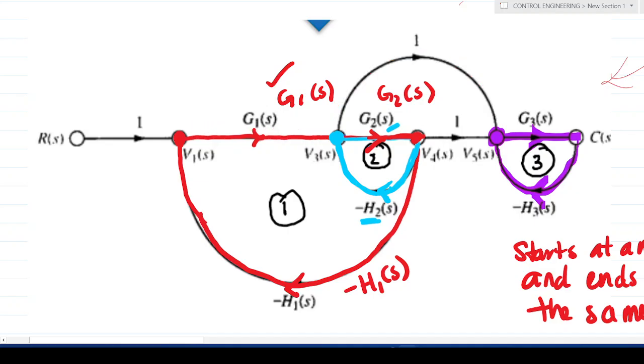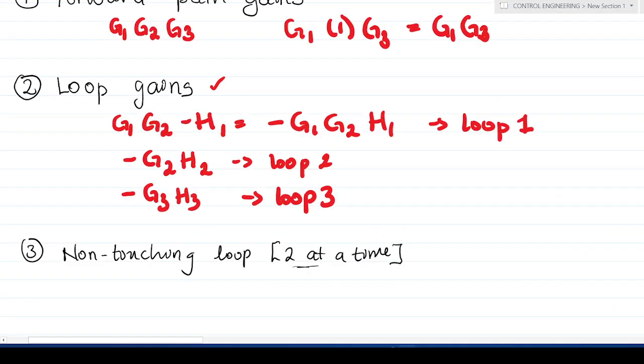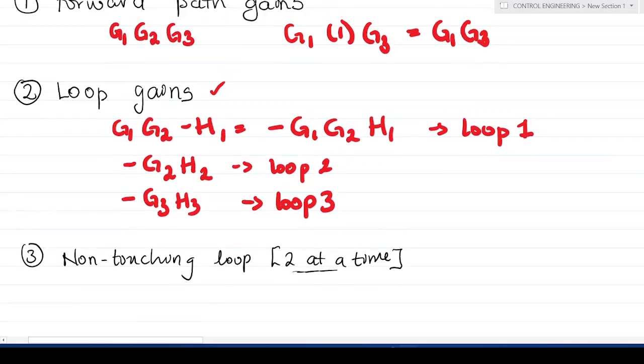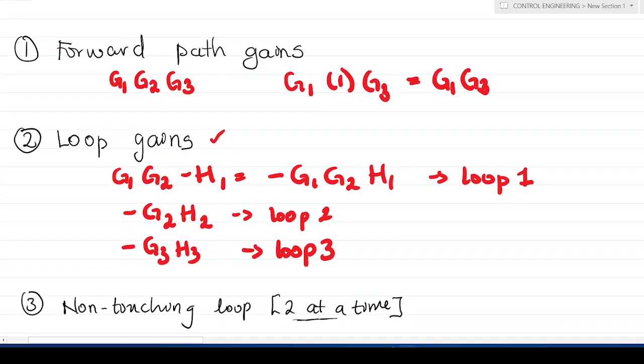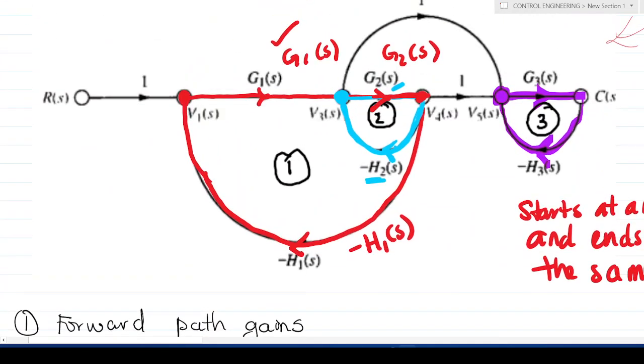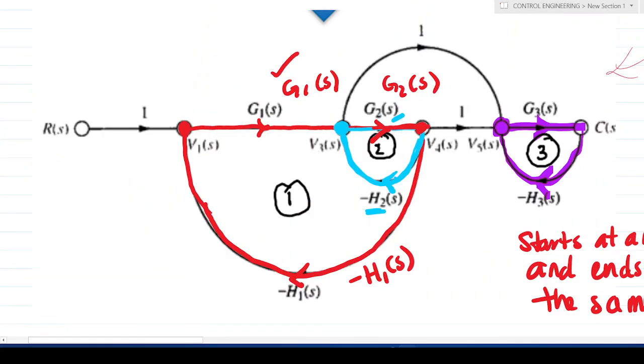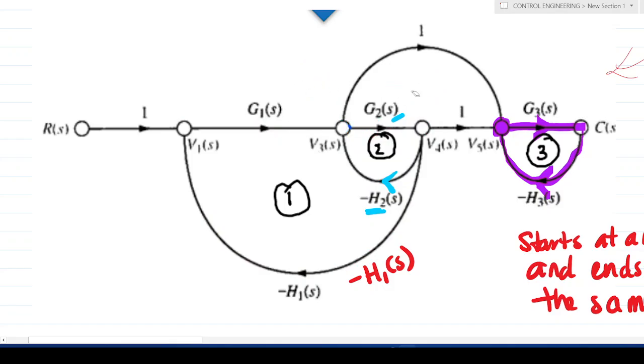Now, next, let's find non-touching loops, two at a time. Coming back to the signal flow graph, let me show you what that means. We want to find two loops that are not touching each other. That's just what it means. Let me clean this up so that we can see what I'm about to draw clearly. Okay, so now we need to find two loops that are not touching each other. We already know the three loops we found during our loop gain. Let's check if any of them are touching each other.